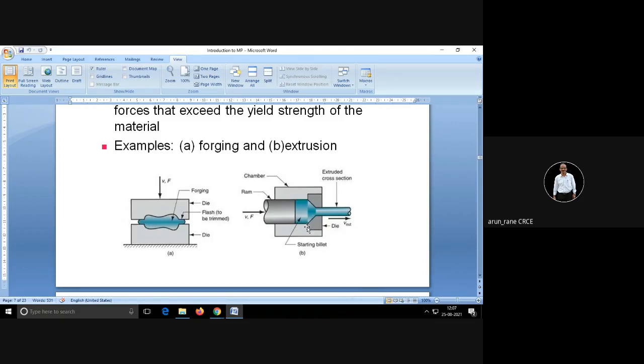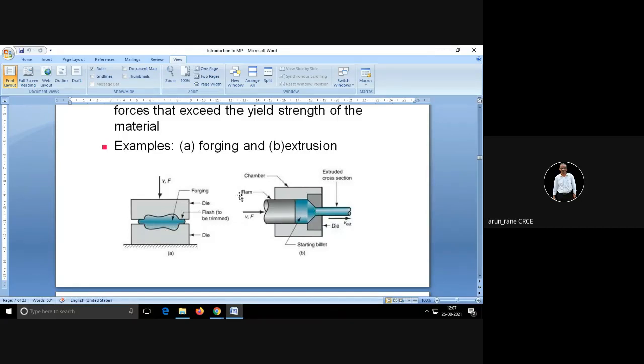Then extrusion, like I gave an example of toothpaste. Extrusion is nothing but you are pushing the material. Imagine a toothpaste. I am not branding for Colgate, but you press the Colgate toothpaste, and the paste will come out in this form. That is what is called extrusion.